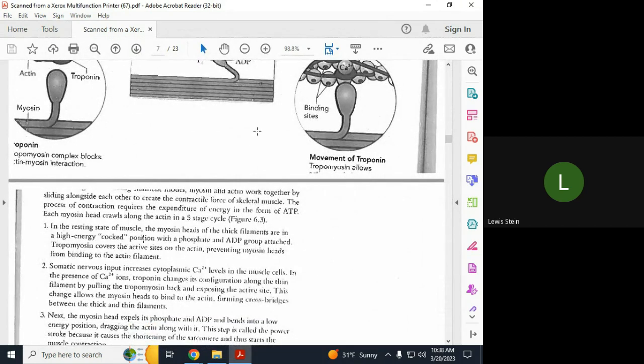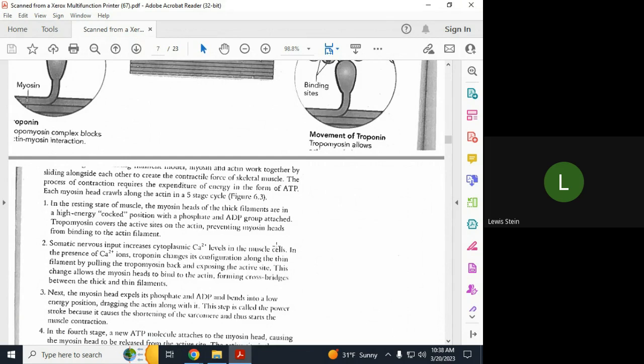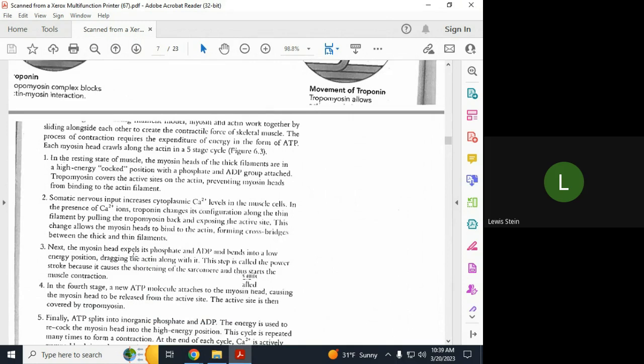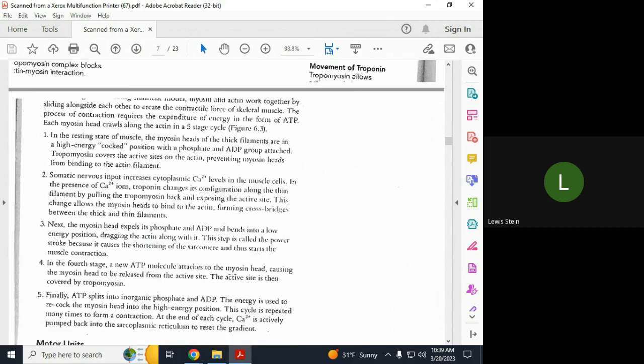High energy cock position in the resting state, phosphate and ADP attached, tropomyosin covering the actin, preventing access to the sites. So what happens once the nerve fires and it reaches threshold, calcium, the troponin changes its configuration along the thin filament, pulling the tropomyosin back and exposing the active sites. They cross bridge. Myosin expels its phosphate and ADP and bends into the low energy position, pulling the actin along with it. That's the power stroke, shortening, and it'll continue as long as there's adequate calcium and certainly adequate ATP stores for that to continue.